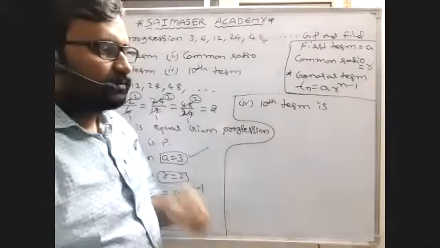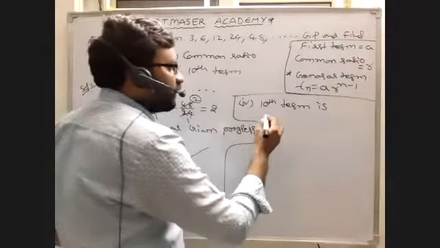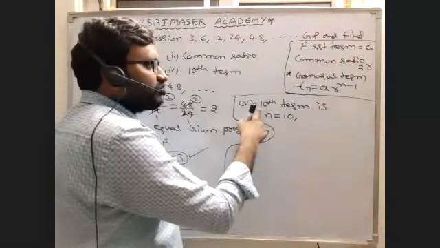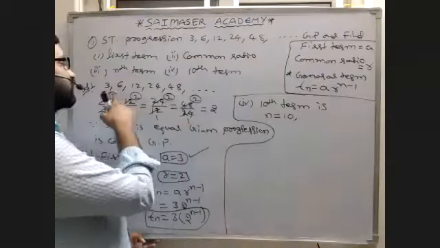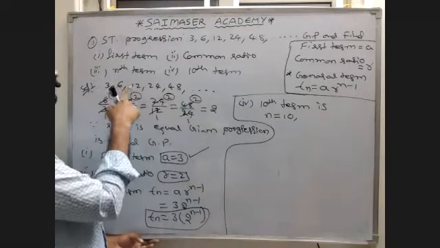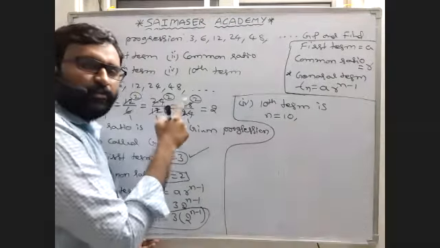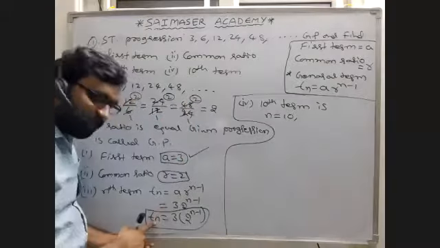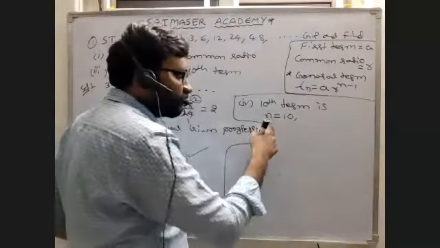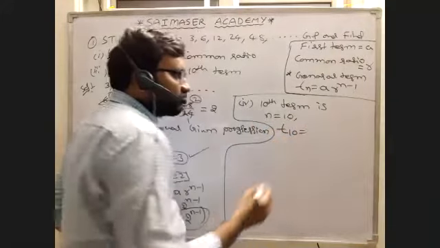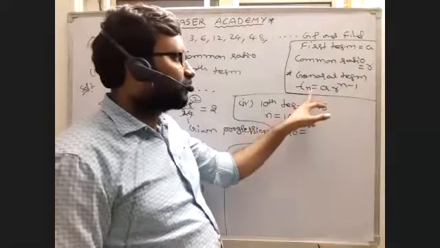Sir, T10 is equal to? Yes, n equal to 10 here. Nth term means n equal to 10. First term means n equal to 1. Second term, n equal to 2. Third term, n equal to 3. Now we are finding the nth term, n equal to n, and we are finding the 10th term, n equal to 10. That is T10 is equal to, we have to substitute n equal to 10 in this formula.